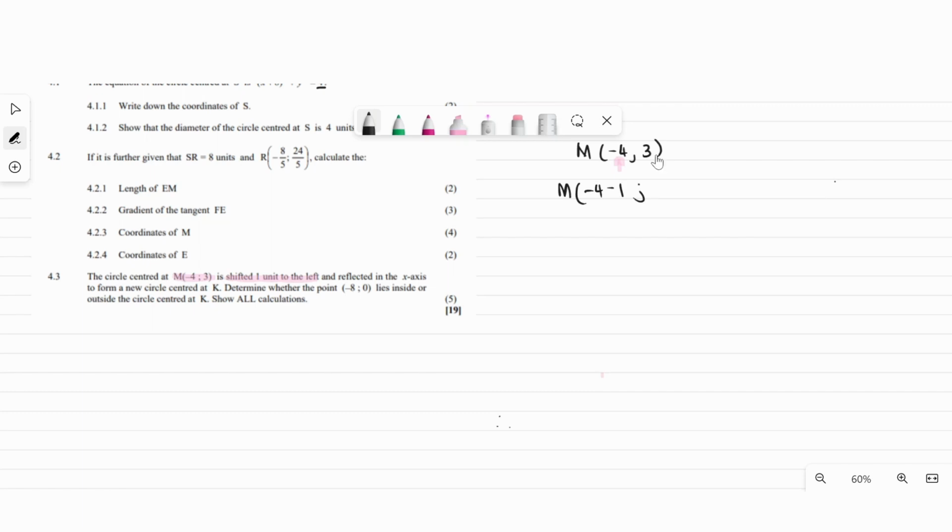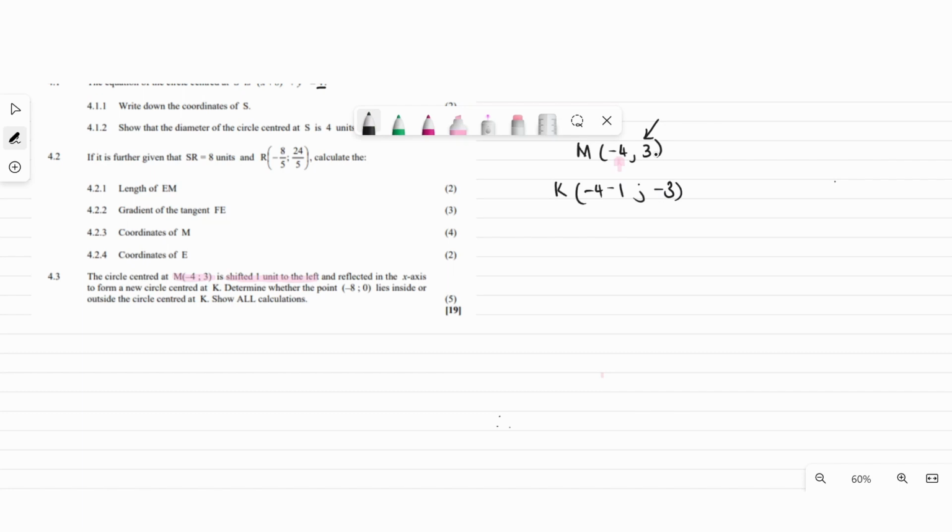Then they tell us that it reflects upon the x-axis. If something reflects on the x-axis, it affects what? It affects the y. Which one is the y? This one. Since it's positive, it's going to change to negative. So this is going to be the new coordinate. And they tell us that we need to name it. I hope that makes sense.